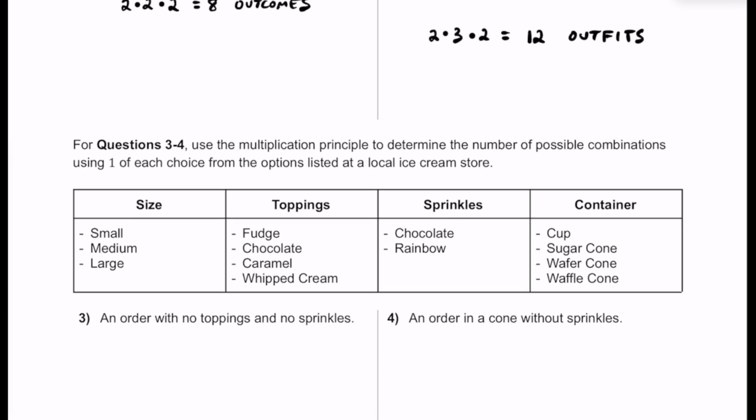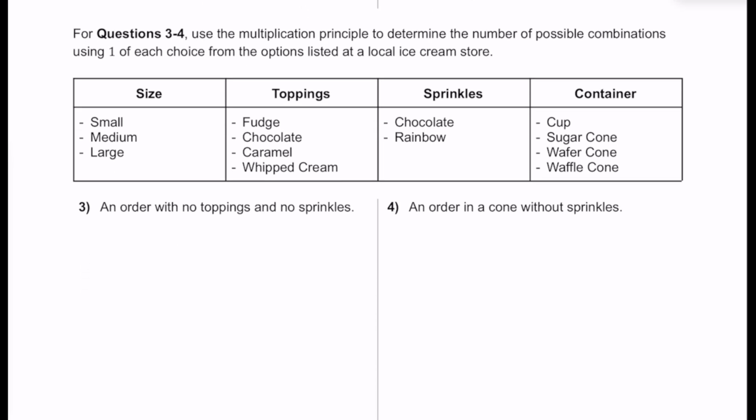Let's go ahead and check out questions 3 and 4. Here we're going to use the multiplication principle. We don't have to draw any tree diagrams here to determine the number of possible combinations using 1 of each choice from the options listed at the local ice cream store. So we have to choose a size, a topping, sprinkles, and a container.